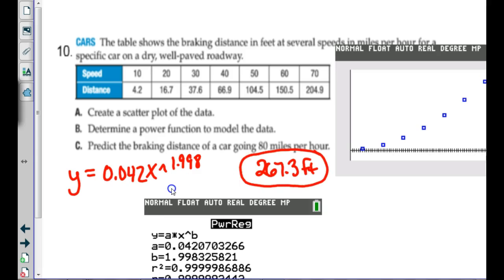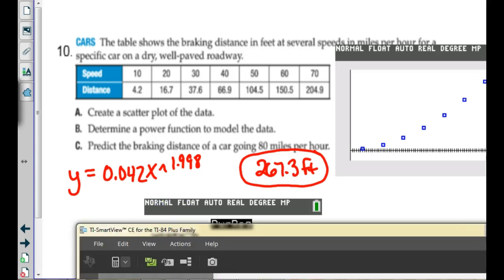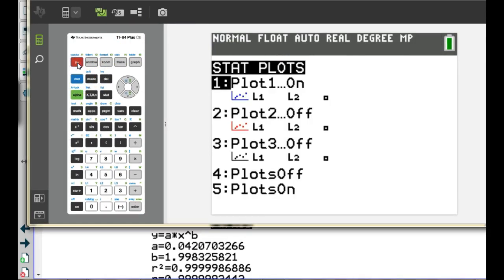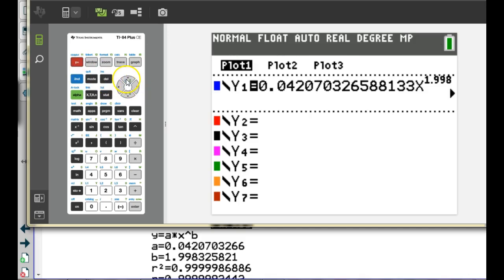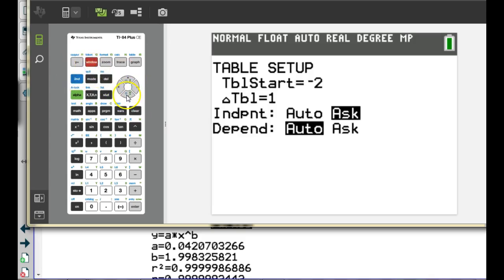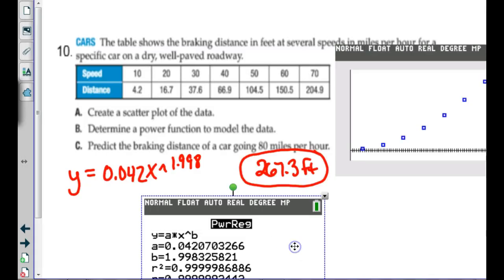Okay. When you're done with this, any questions? Need help? Okay, when you're done with this question, you can turn off your stat plot. So second y equals, actually the easiest thing to do is just go y equals, arrow up, hit enter. Now it says plot 1 is off. You can also go back to second y equals and turn it off. I'm going to clear this out of here. If you want your table to use for values later, you can go back here to second window and turn it on auto. Okay, you don't have to do that, but if you want to use your table later for something. All right, any questions about this?